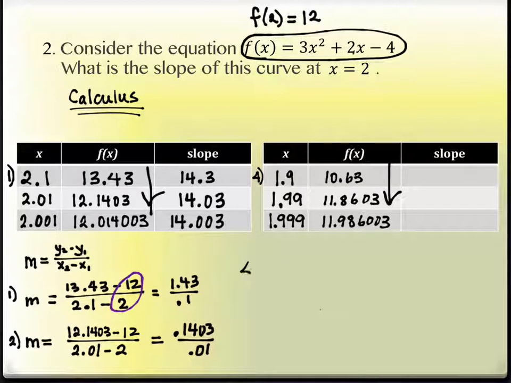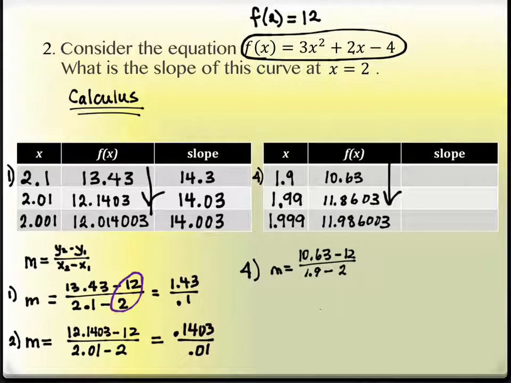So on the fourth one here, we have 10.63 minus the 12 over 1.9 minus the 2. If it bothers you to have the smaller numbers in front of the bigger numbers, just switch the numerator around, switch the denominator around. It doesn't matter. You get positive numbers instead of negatives either way. It's going to be the same.